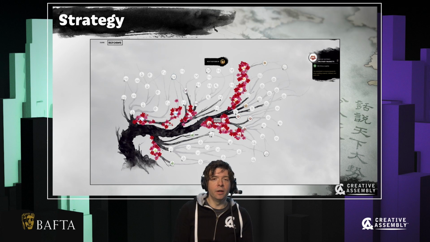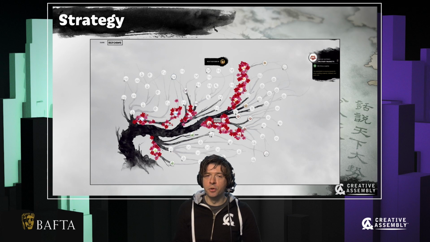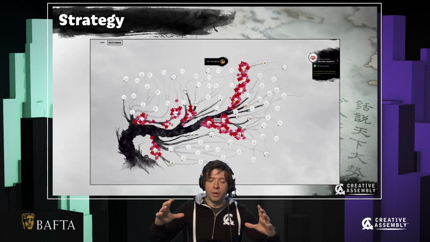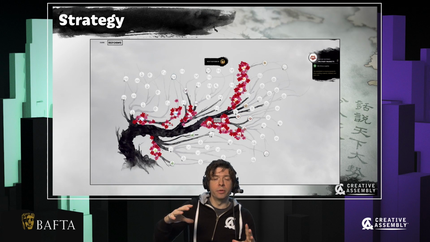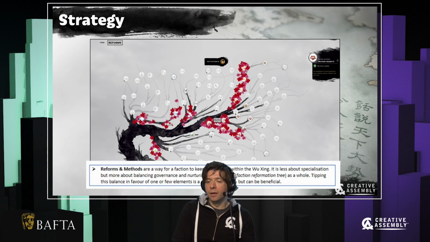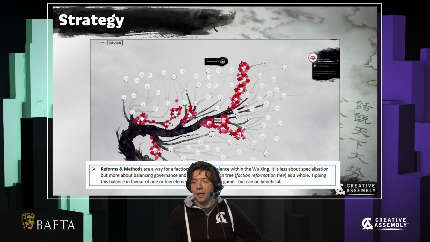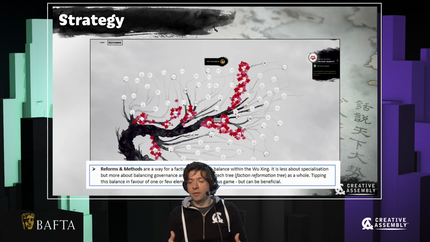Instead, it's more about picking and choosing as you go, and sort of a more harmonious growth in the tech tree. And in a way, this is sort of in line with the high-level design of the tech tree.